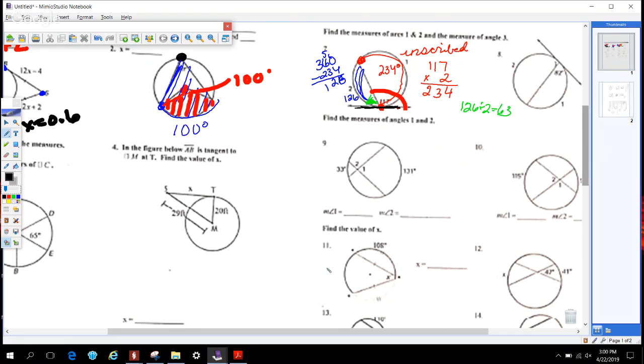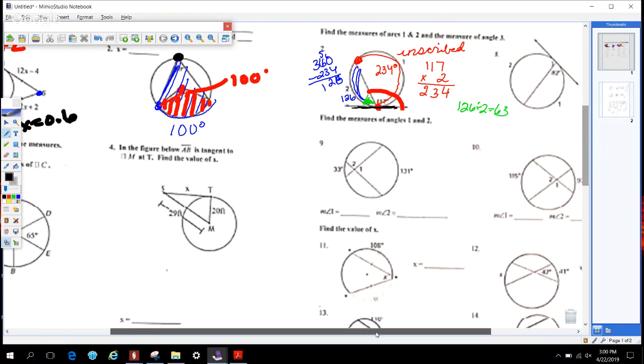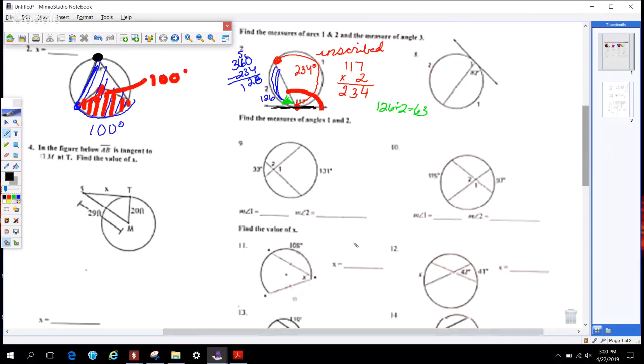I got you. Let's look at number 9. I'm trying to get all the angles addressed at one time. What type of angles are in this one for number 9? They're inside angles that form an X. What do we do? We add the arcs and divide by 2.